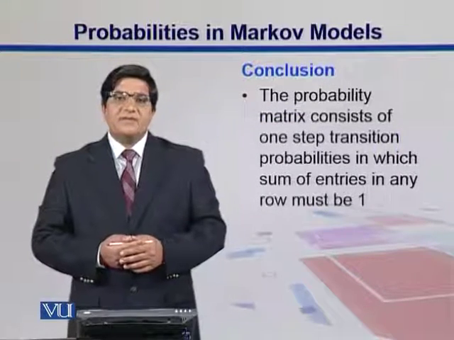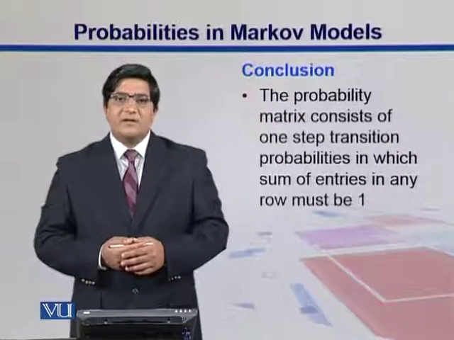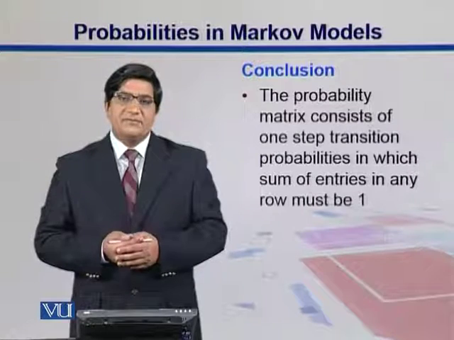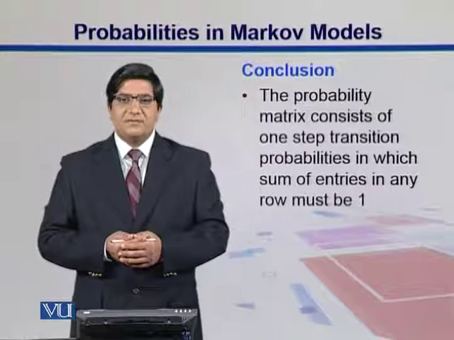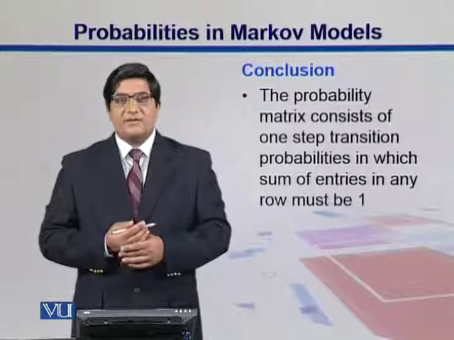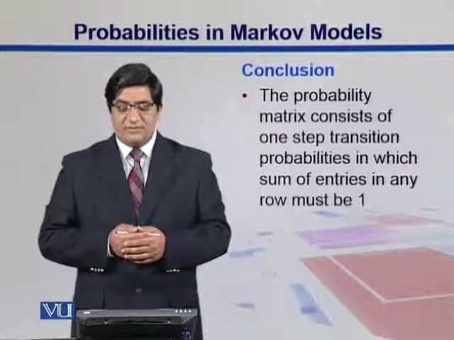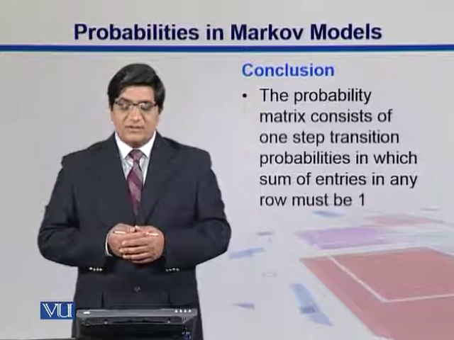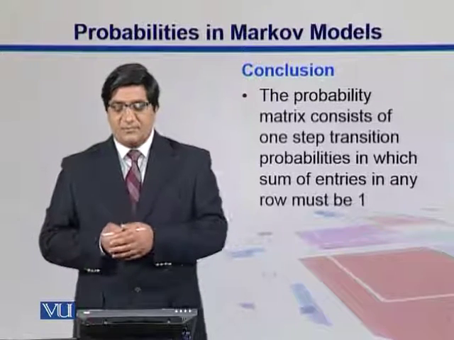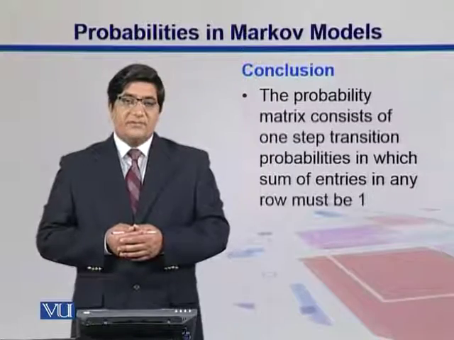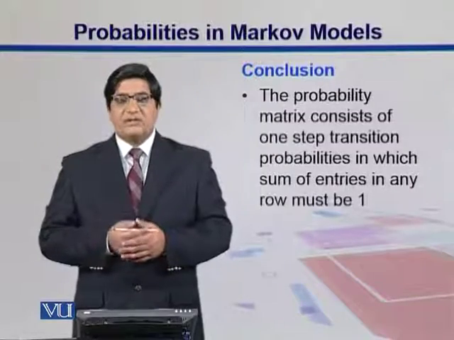In this section we have seen the different probabilities, like transition probabilities, which are associated with the Markov chain process, and the matrix that is made up of those transition probabilities is called the transition probability matrix. That consists of one-step transition probabilities, and the sum of entries in a row corresponds to 1.